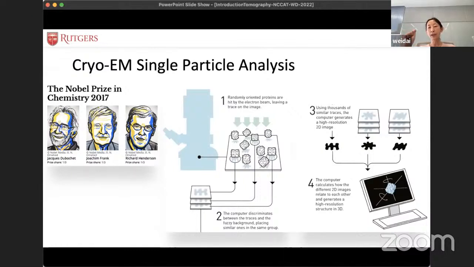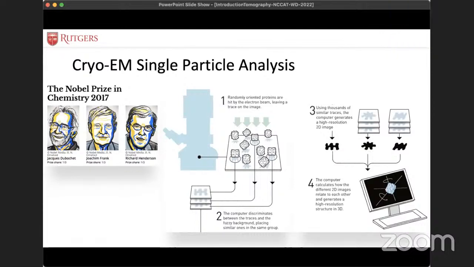That 3D map usually has very high resolution if your sample is stable, but usually we see it as an average of structures of thousands or millions of particles, right? So it basically represents the common feature of your sample.